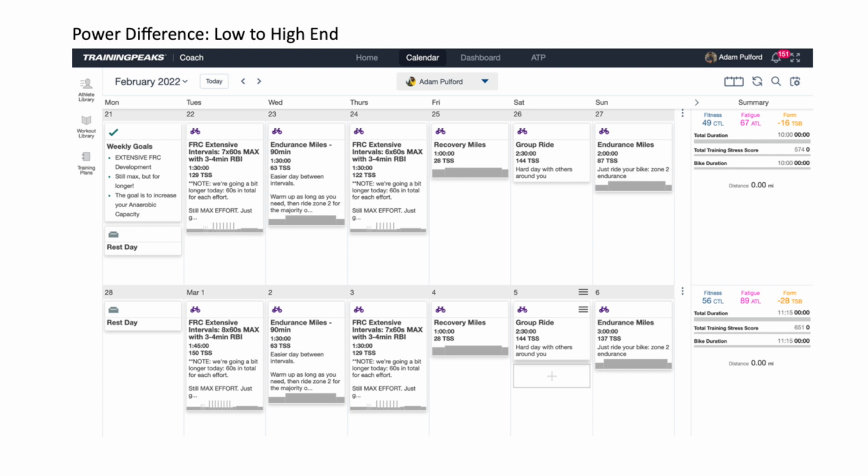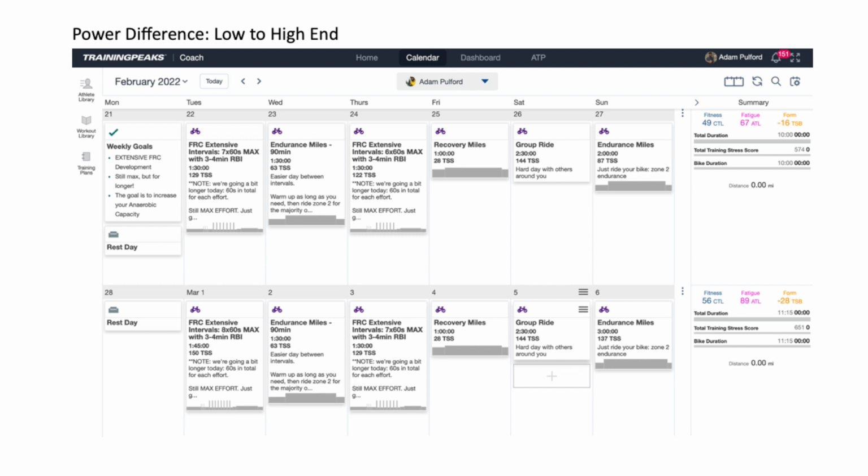In the second week, I build this out to 8 by 1 minute with 3 to 4 minute recovery in between. And then Thursday, I'm just adding one more, 7 by 1 minute with 3 to 4 minute recovery in between. Now, again, don't hold hard and fast to this. Depending on the athlete I'm coaching, I'm going to change these up a little bit.